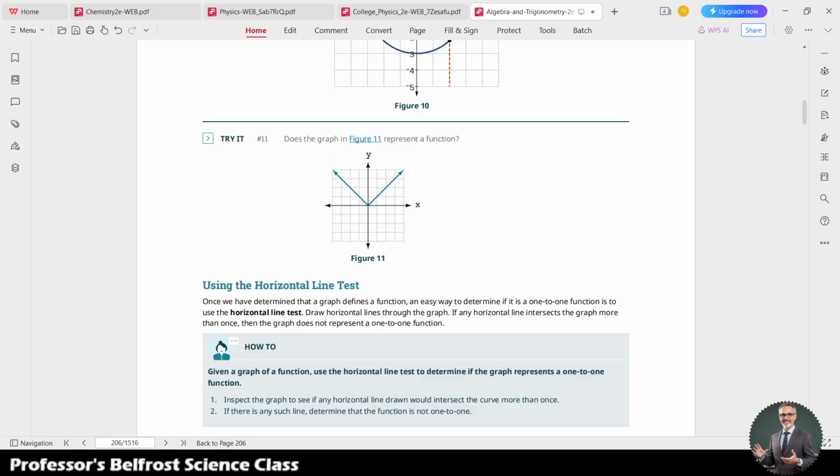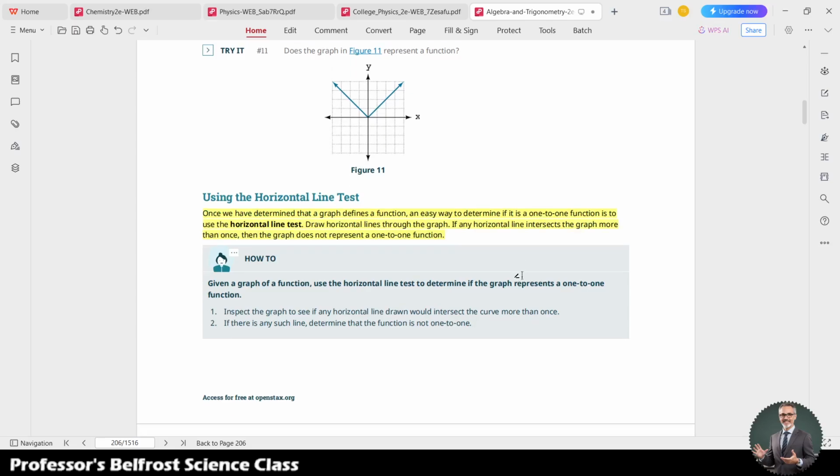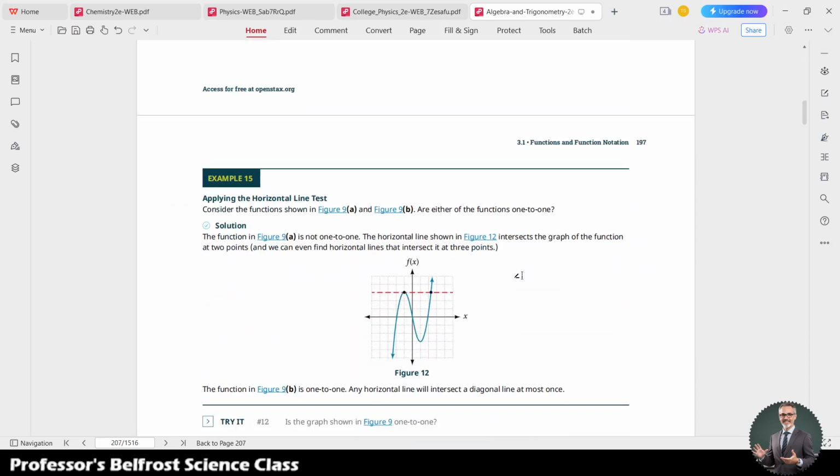Okay, now using the horizontal line test, once we have determined that a graph defines a function, an easy way to determine if it is a one-to-one function is the horizontal line test. There you draw lines through a graph. If any horizontal line intersects the graph more than once, then the graph does not represent a one-to-one function. For example, like this.